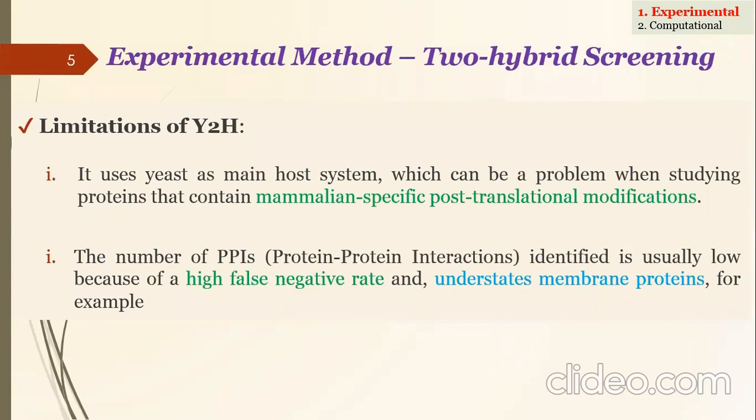And it understates membrane proteins. The yeast two-hybrid assay is not meant for membrane proteins. Like there are certain transmembrane proteins. The transmembrane protein is localized on the membrane. But in the yeast two-hybrid assay, we interact proteins in the cells, inside of the cell. So that environment is not meant for membrane-expressed proteins. Am I clear or not?